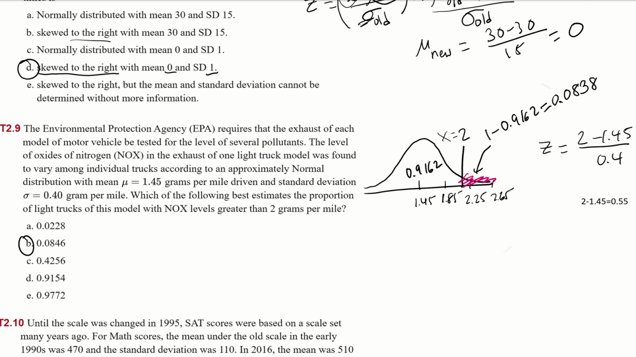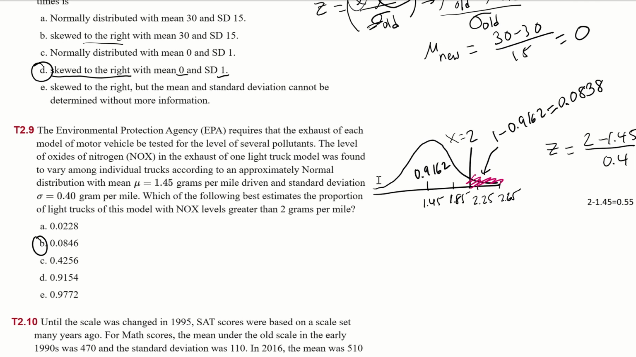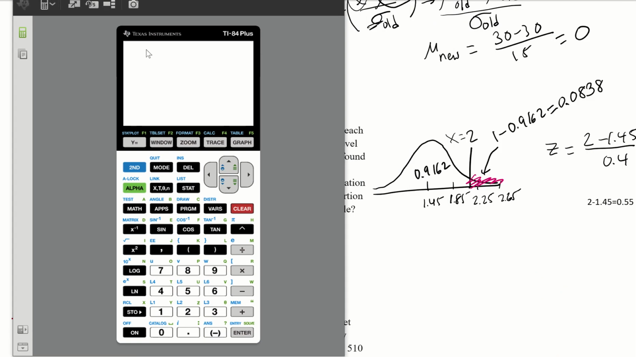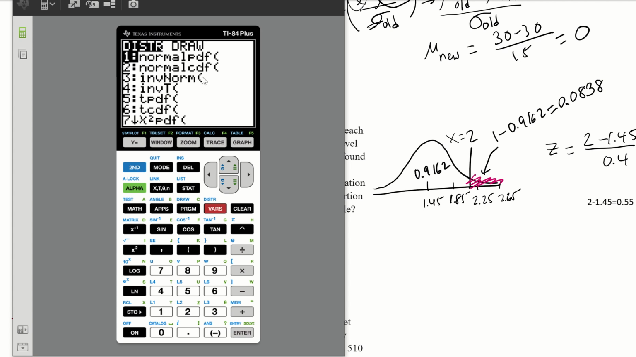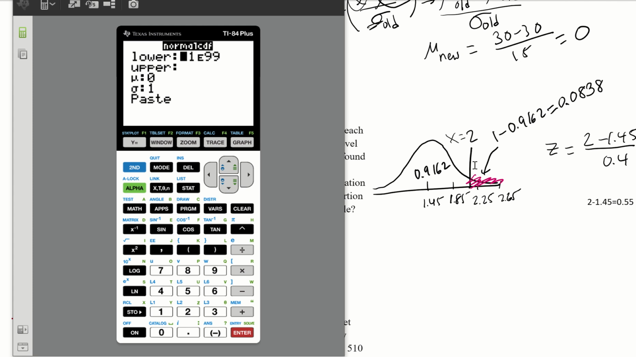So let's show you how to do this with technology, okay? You're going to be using the normal CDF function. So let me show you how to do that here. We're going to hit second var, and we're going to hit the normal CDF function, number 2. Now, we want the area to the right, so our lower bound here is going to be 2, and our upper bound is going to be infinity. We can't do infinity on the calculator, so let's do a big number like 1,000. So let's change the lower to 2, and then the upper to 1,000. That's fine, or 10,000, whatever.